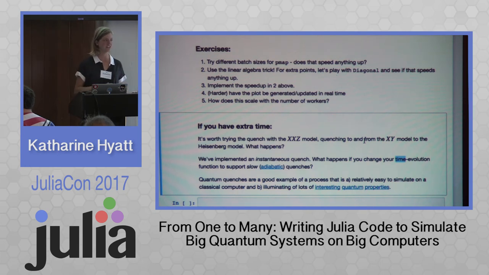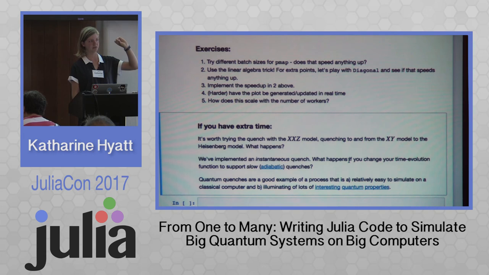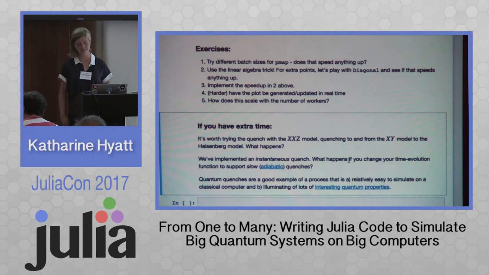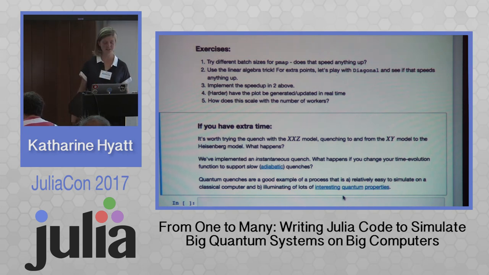And finally, if you really want to go for broke, we did an instantaneous quench, also called the sudden approximation, where you just turn the field on or off instantaneously. Instead, you can change it so that the field ramps down really, really slowly, adiabatically, and you can verify the adiabatic theorem using this same thing. And I've included a bunch of links at the bottom here to interesting properties of quantum quenches that you and your code could investigate if you so desired.